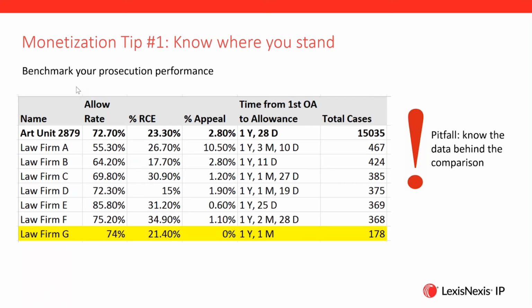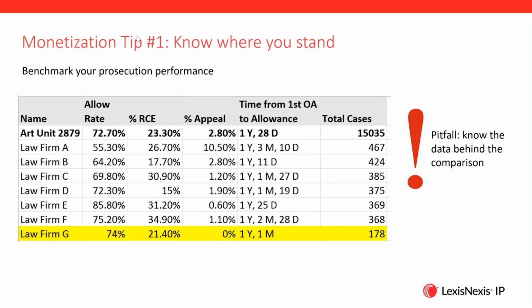This is something that we call an alignment report. It compares prosecution performance of various entities, either law firms or companies, within any given technology area. In this case, this is looking at Art Unit 2879. These are actual law firms, which I've anonymized, and this is their performance.